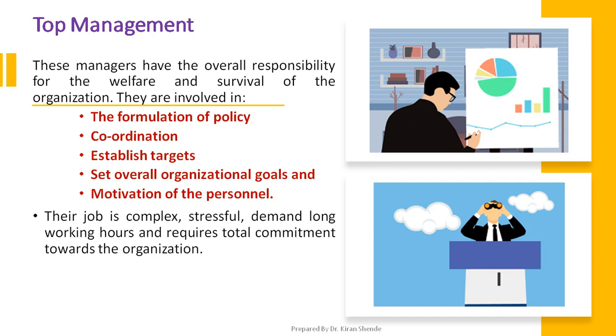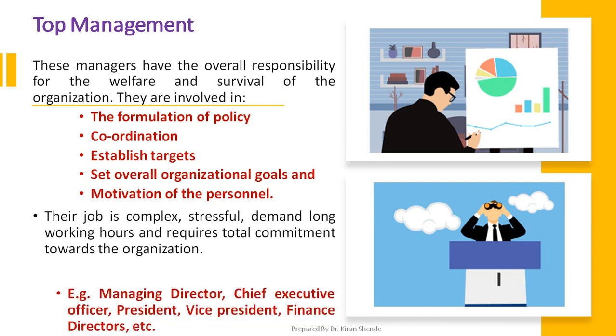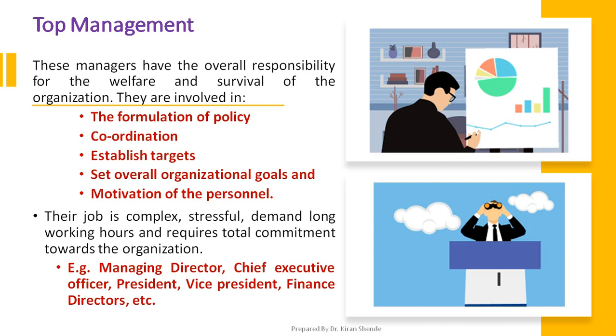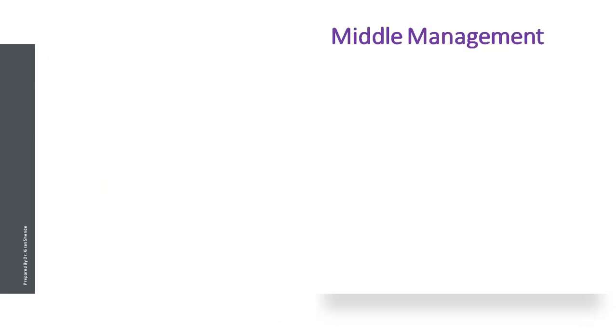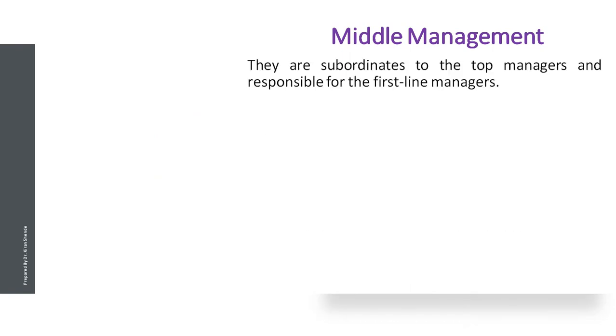The job is basically very complex and stressful and demands very long working hours and total commitment towards the organization. For example, managing directors, chief executive officers or CEOs of any organization, presidents, vice presidents, finance directors, etc. fall under top management. So basically, these are the owners of the organization who are working for the success of an organization. Number two, middle level management.